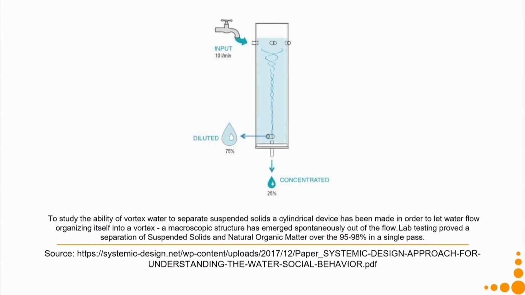The next process that they used was the vortex process, which we already discussed in one of our previous lectures. So, to study the ability of vortex water to separate suspended solids, a cylindrical device had been made in order to let water flow, organizing itself into a vortex. A macroscopic structure has emerged spontaneously out of the flow. Lab testing proved a separation of suspended solids and natural organic matter by 95 to 98% in a single pass, that is when water passed through it only once.